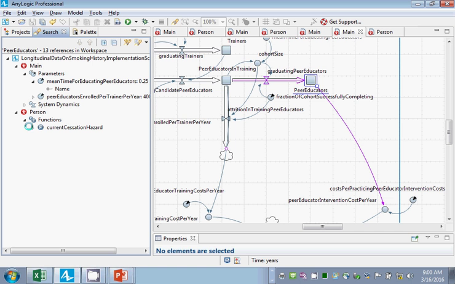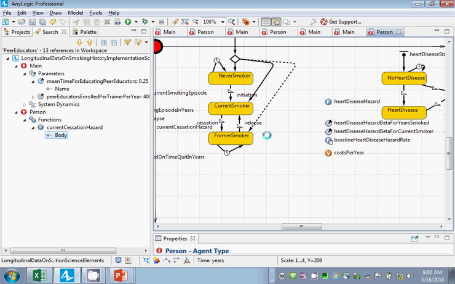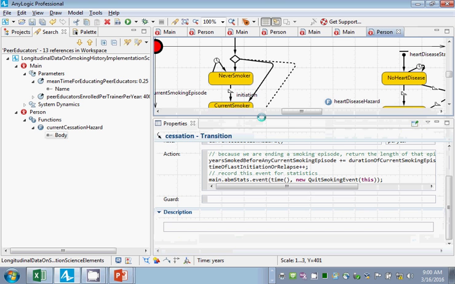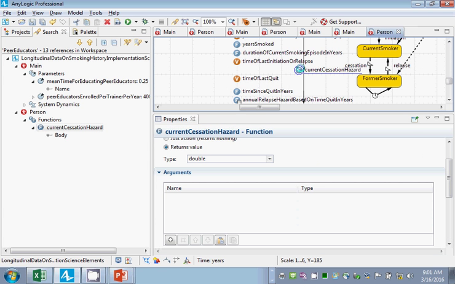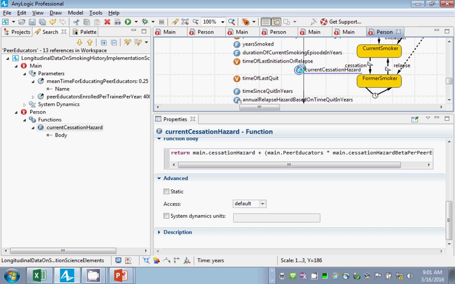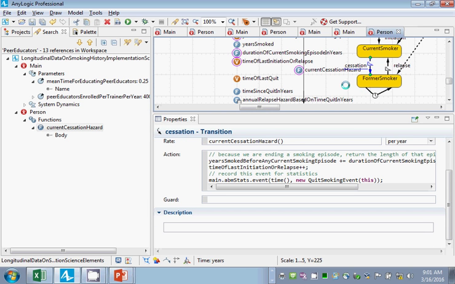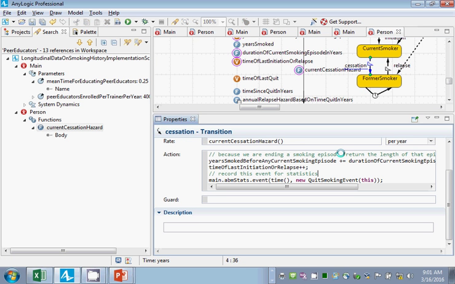So if we search in the model for peer educators, for example, we can find that at a person level, the cessation hazard for an individual, this quit hazard associated with tobacco use, is going to have some dependence on the smoking rate and on the availability of peer educators. So current cessation hazard here, just to the left of this cessation rate. We're doing a bunch of work there, but it's governed by this hazard.